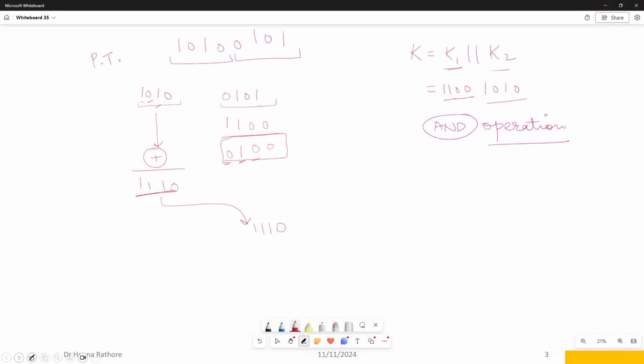My previous right-hand side becomes the new left-hand side. So this comes over here, and this becomes 0101.